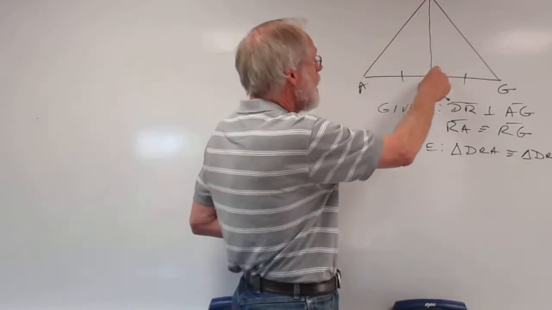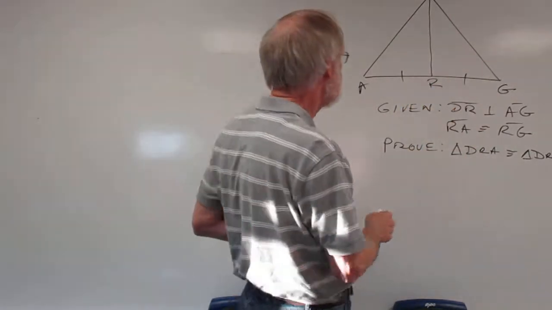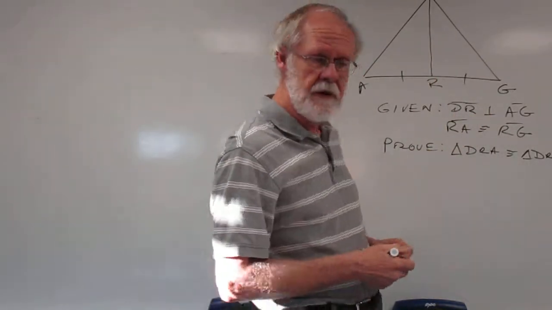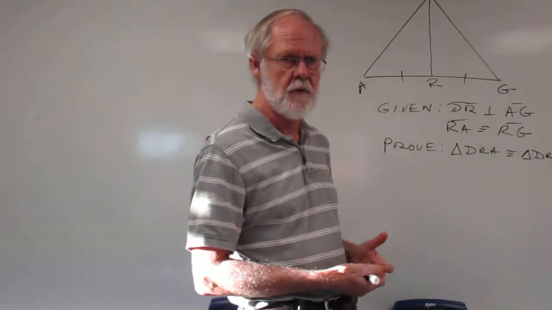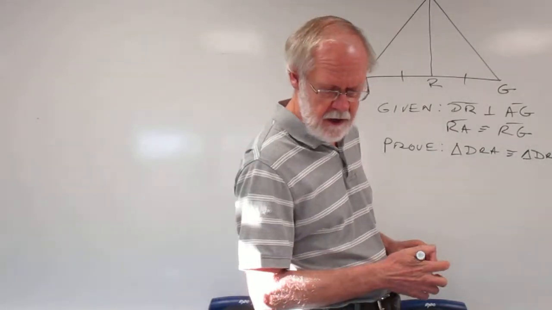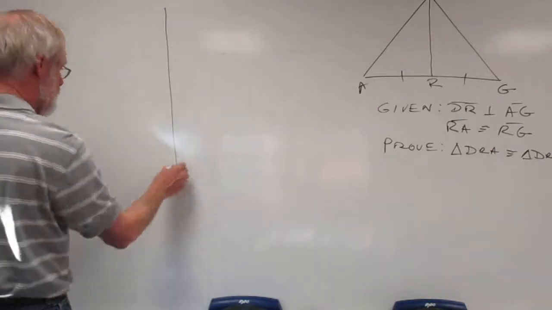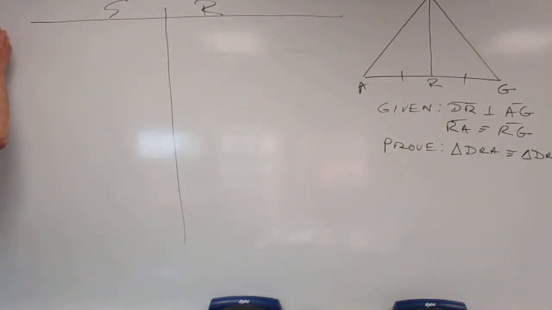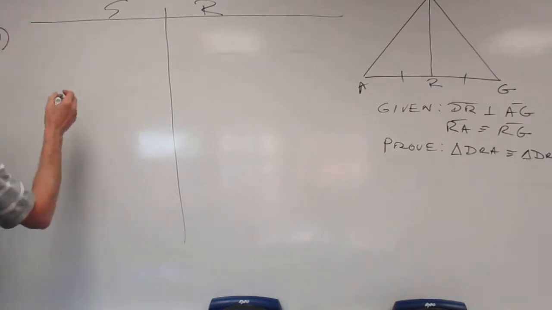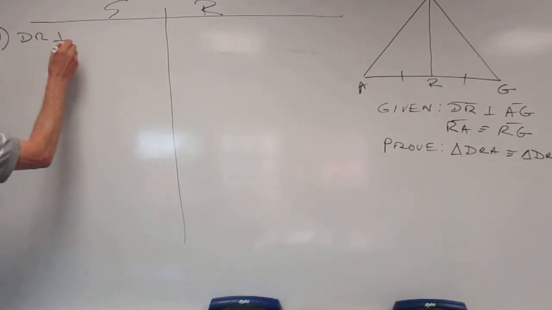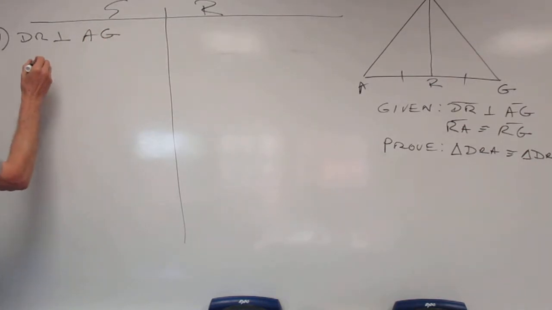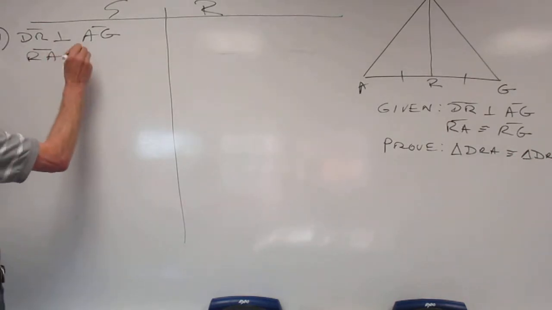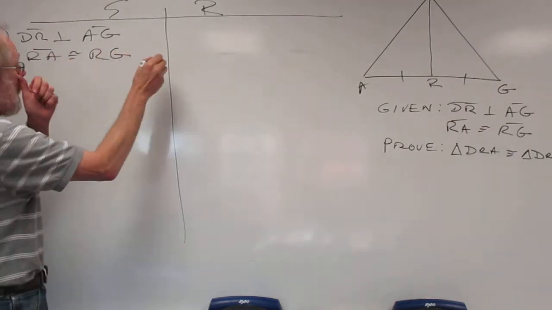Now, the perpendicular part is going to give us an angle, because if two lines are perpendicular, then they intersect to form 4 right angles. You may recall that from a previous chapter. So let's start out over here with our given information. We have statements and we have reasons. Number 1, we have given: DR is perpendicular to AG and RA is congruent to RG. And that is given.